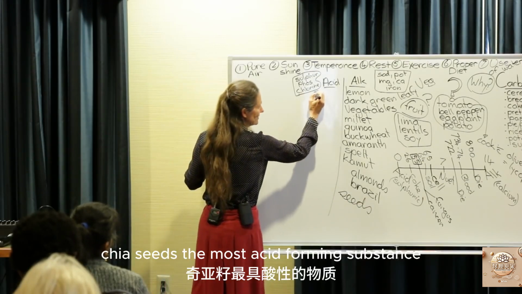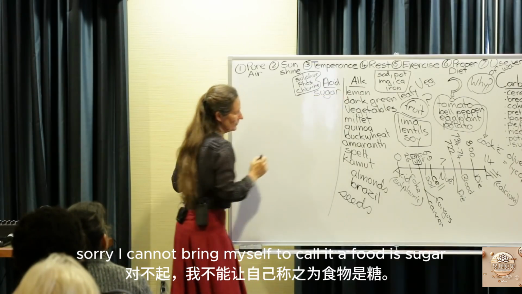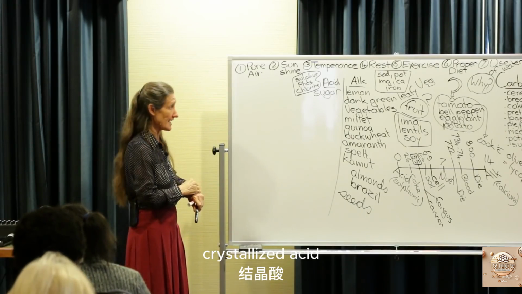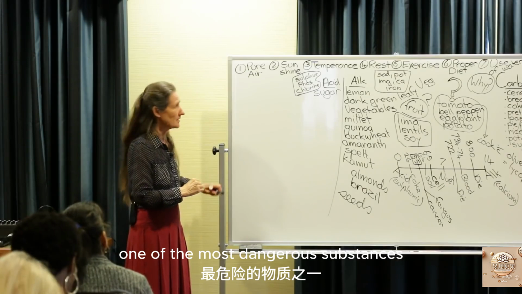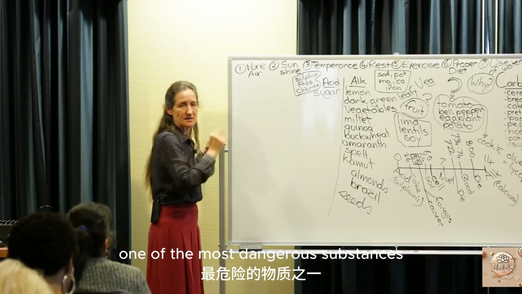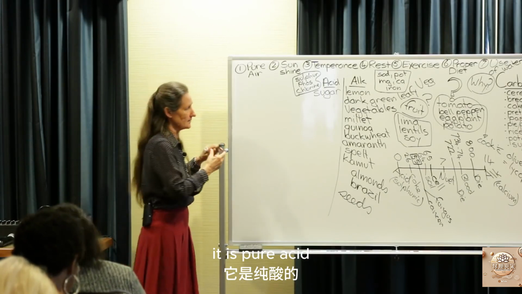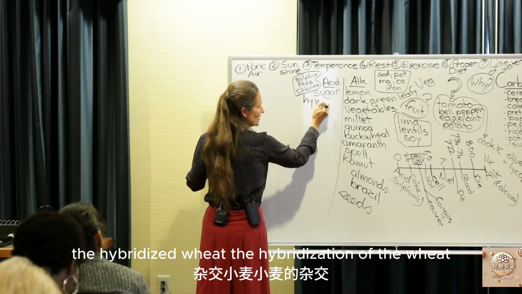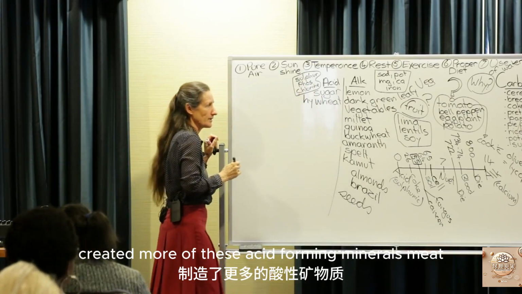The most acid-forming substance, sorry, I cannot bring myself to call it a food, is sugar. And I'm referring to the pure crystallized acid that's been extracted from the sugarcane plant. It's one of the most dangerous substances ever to be introduced to the human frame. It is pure acid. The hybridized wheat, the hybridization of the wheat created more of these acid-forming minerals.